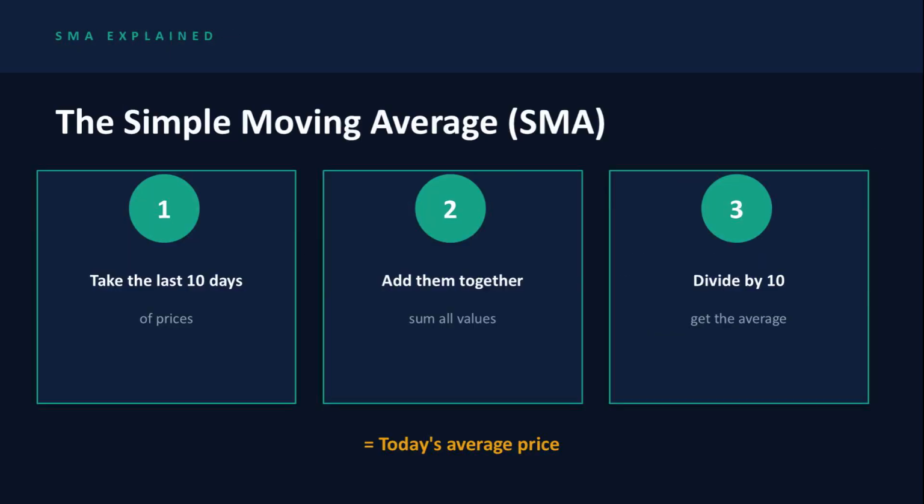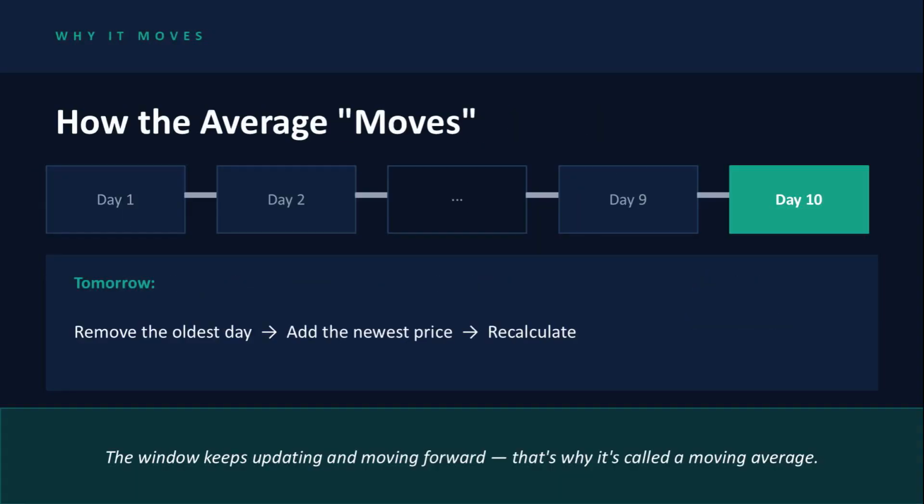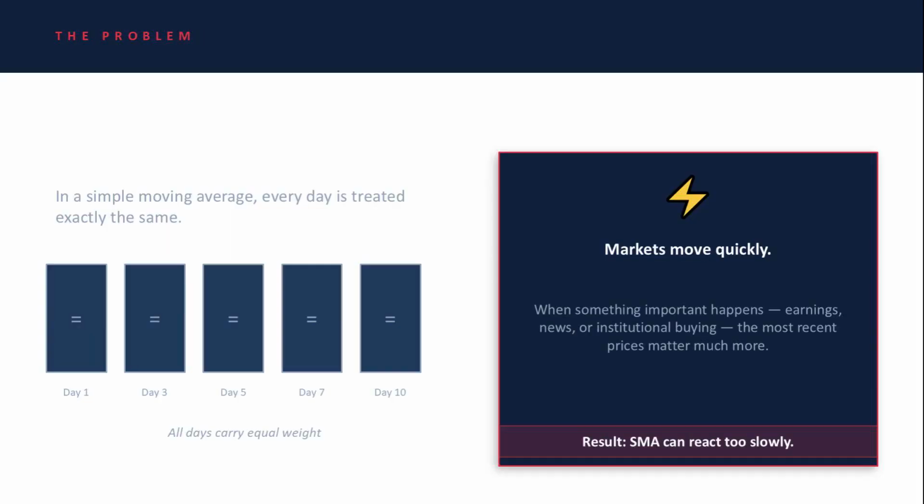The simple moving average, or SMA, is calculated by taking the last 10 days of prices, adding them together, and dividing by 10. This gives us today's average price. The moving average updates by removing the oldest day, adding the newest price, and recalculating. This constant update is why it's called a moving average. In a simple moving average, every day is treated equally.